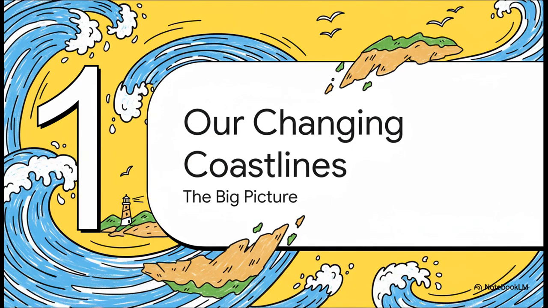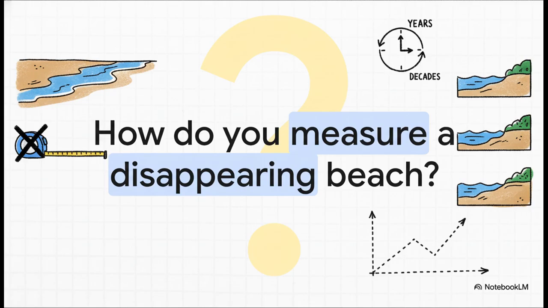We're starting with the fundamental challenge here. Our world is always in motion, but that is especially true right where the land meets the sea. So here it is, the big question. How do you measure a disappearing beach? It sounds almost like a riddle, but it's a huge challenge for scientists and coastal managers. You can't just go out there with a tape measure, right? You need to track the shoreline's position over years, sometimes even decades, to really understand the trends.